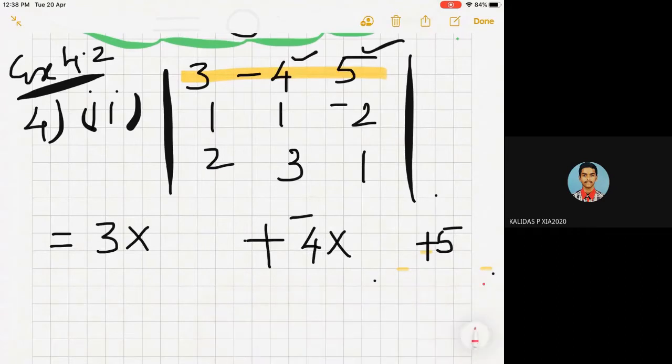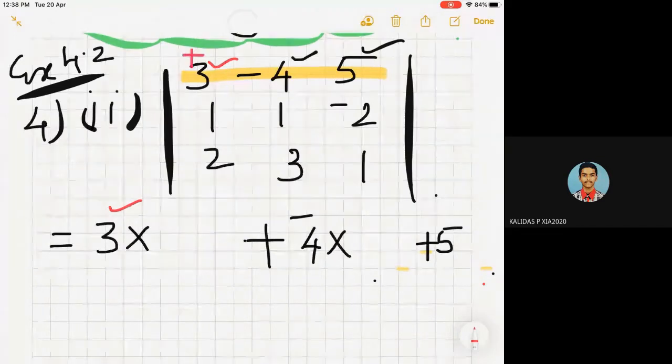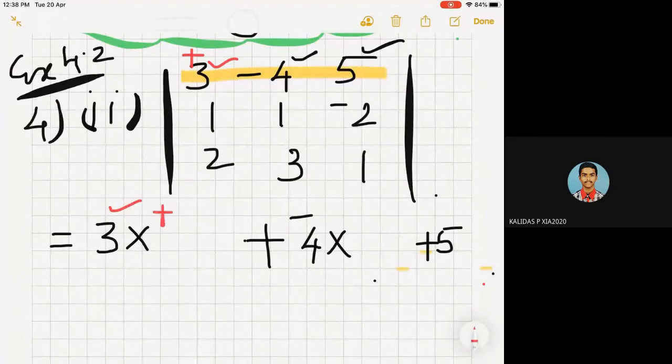Now you find out the cofactor of 3. First of all, you should know that the cofactor is assigned a sign. First, I am concentrating on the sign of the cofactor. The first element 3, its cofactor will be plus. I'm putting plus here. Then for the second element minus 4, the cofactor will be of minus sign. So I'm putting minus sign here, and for 5 the cofactor sign will be plus.